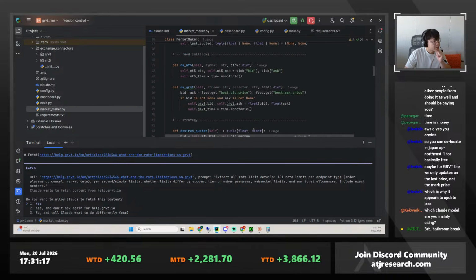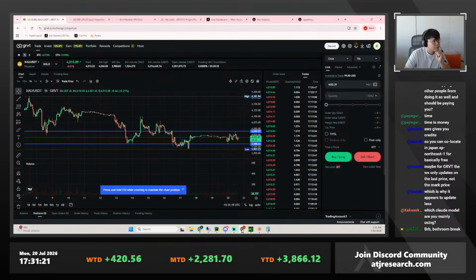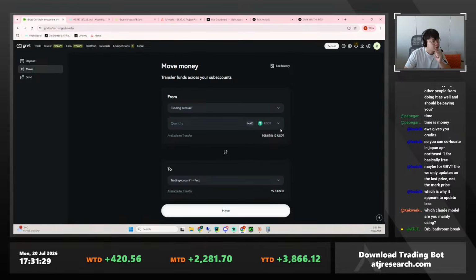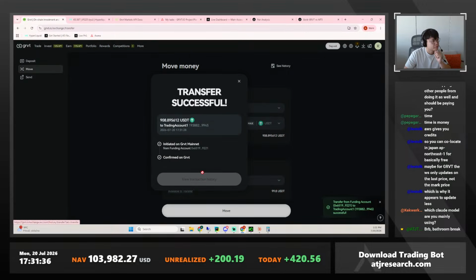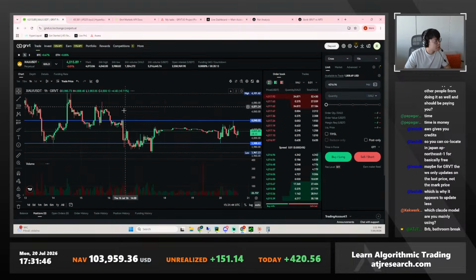So our script is done, so we can actually start market making now. I check my funds, right? Here I have $900, so I can move the money to my trading account, and then I can start trading. So funds have been moved.